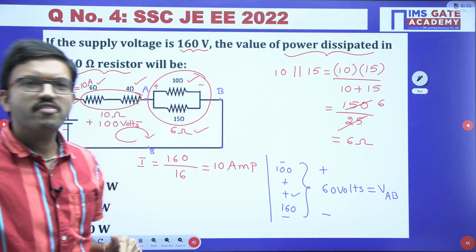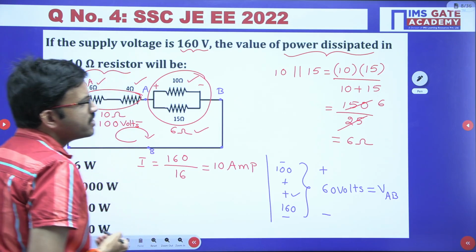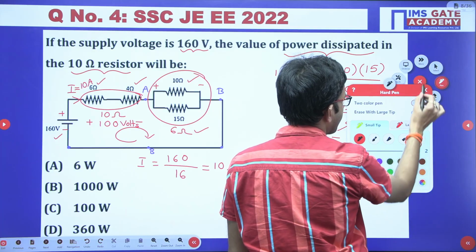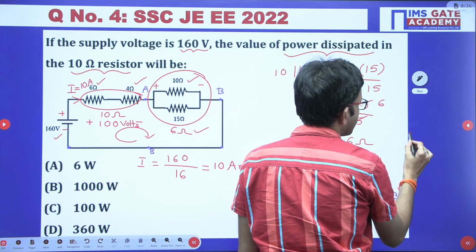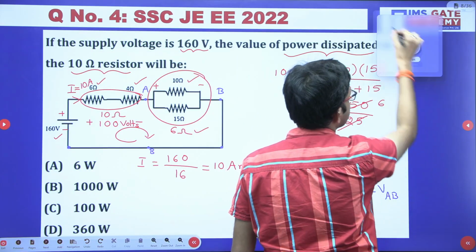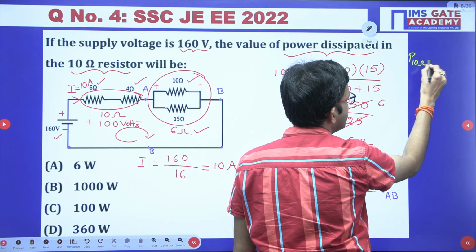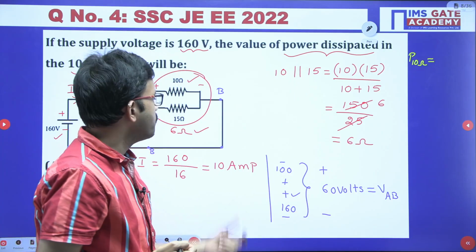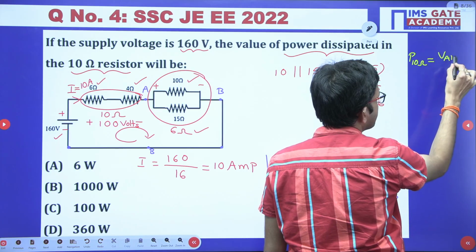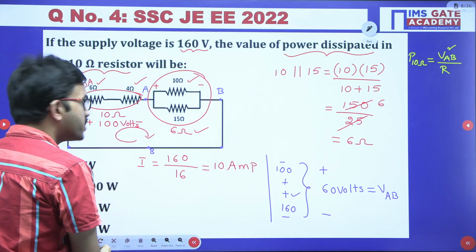Now we can calculate the power dissipated. We are calculating the power dissipated in the 10 ohm resistor. That is nothing but V square by R. Just now we got V, so you can use V square by R. In this case, VAB square divided by R. The R value is 10 ohm. Accordingly we can substitute.